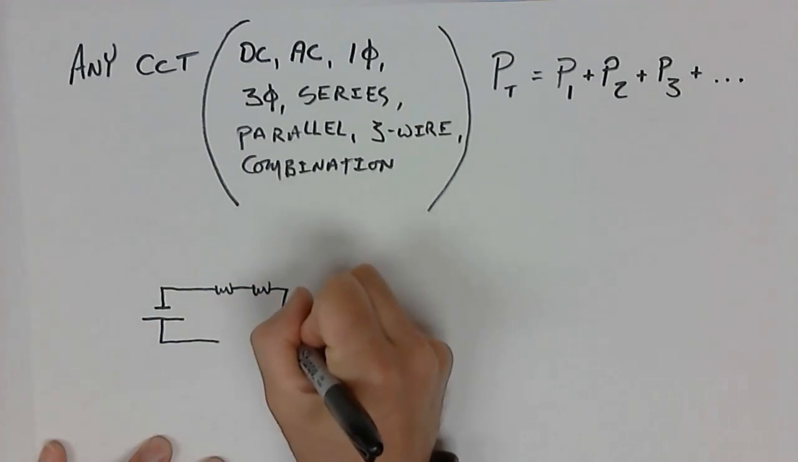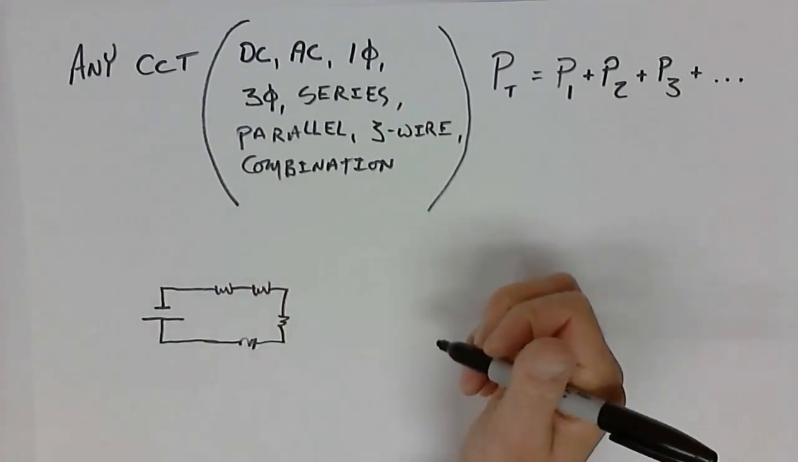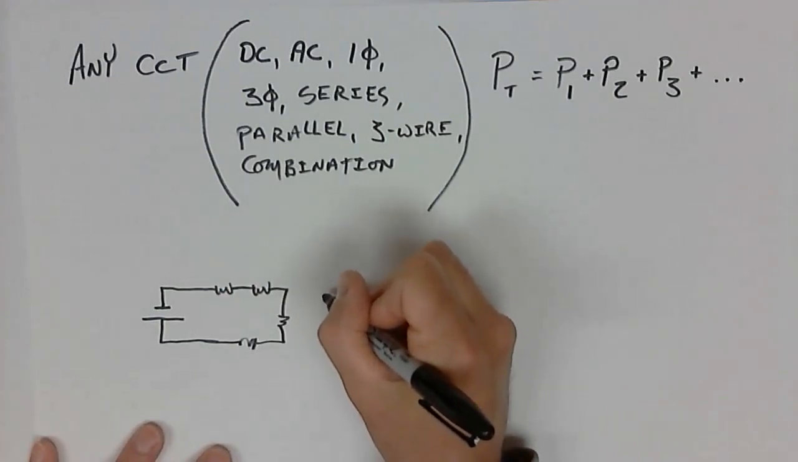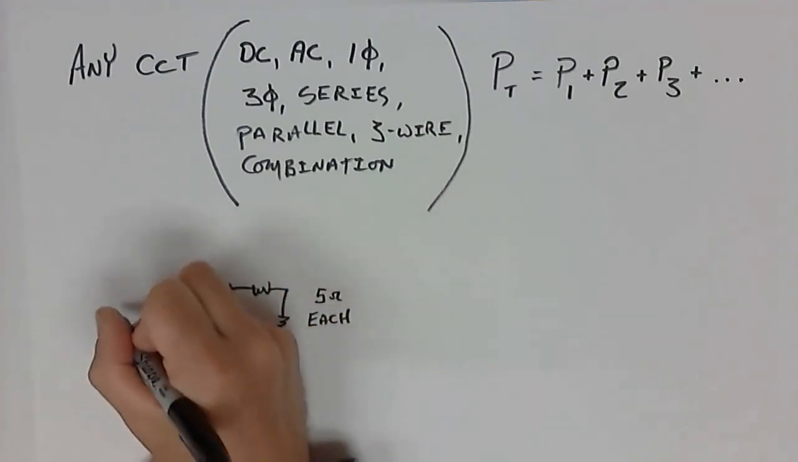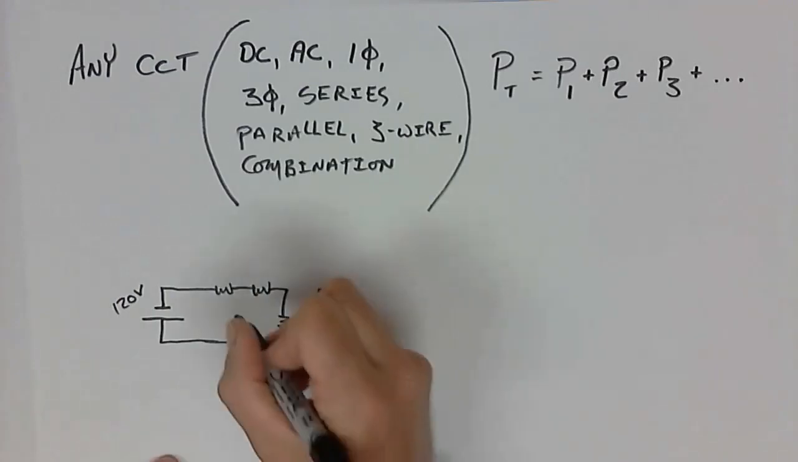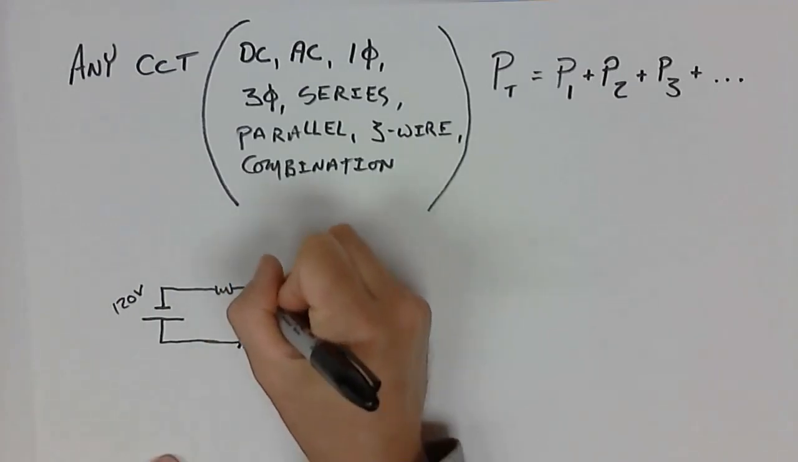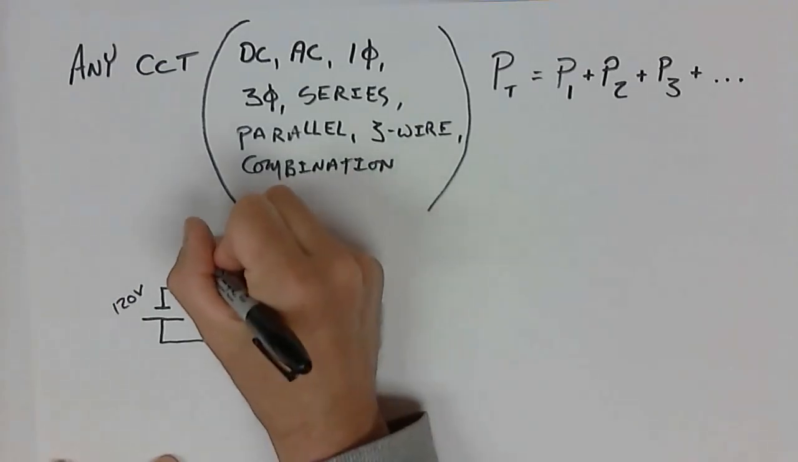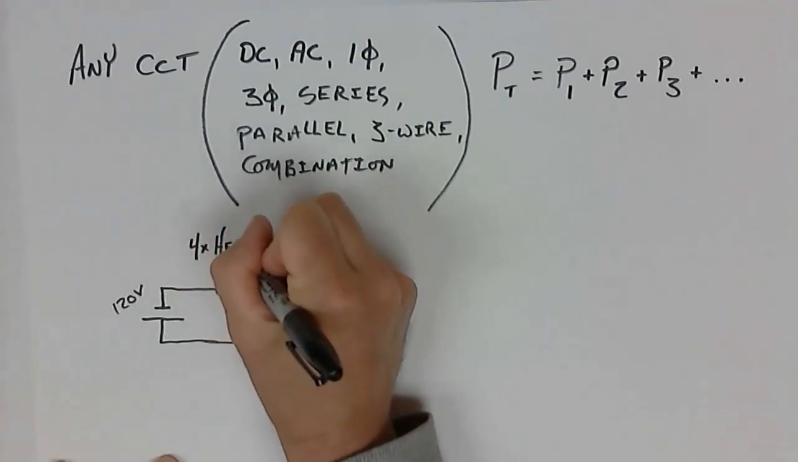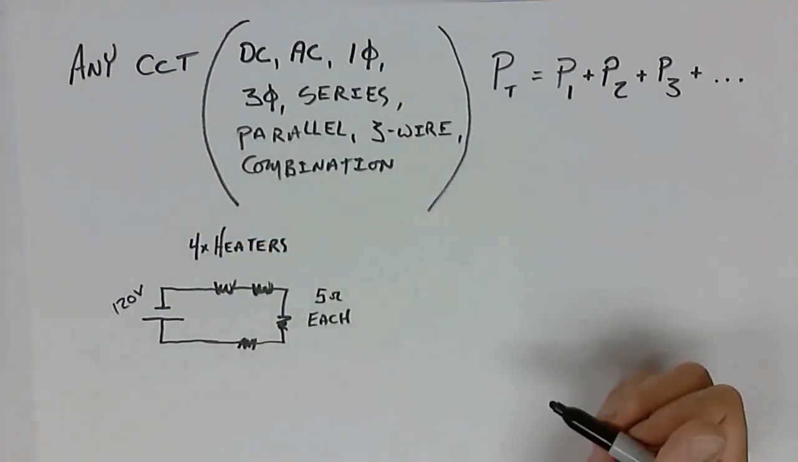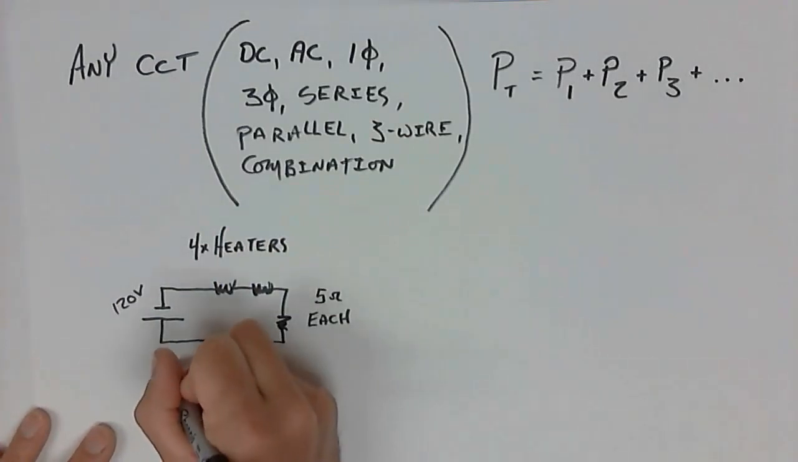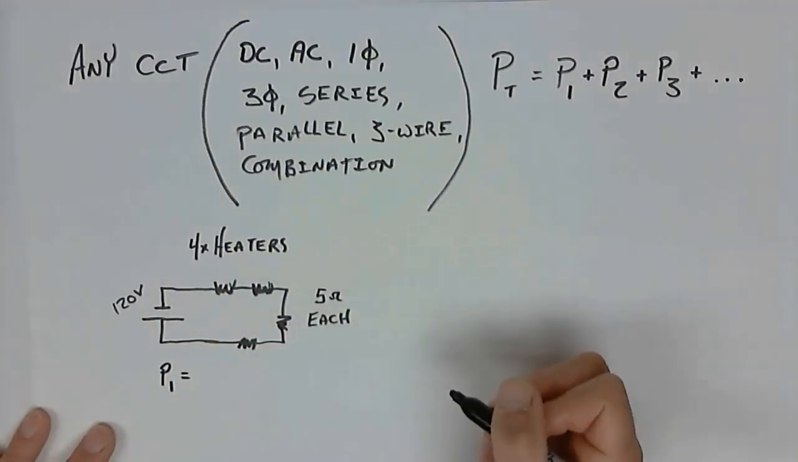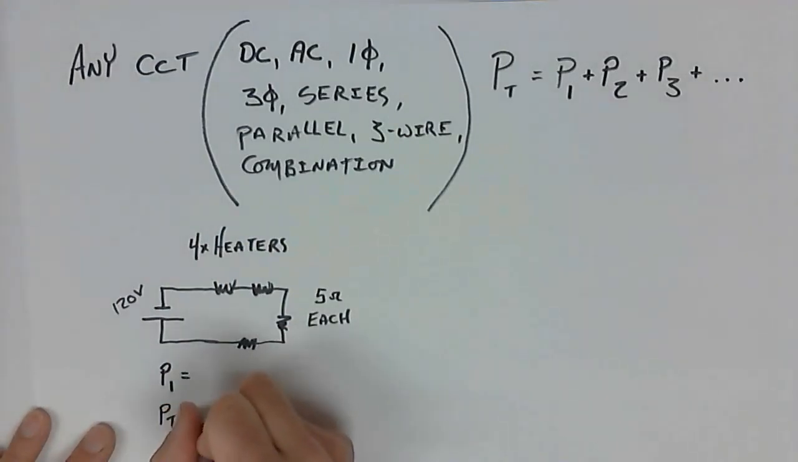1, 2, 3, 4 resistors. They are going to be 5 ohms each. And we're going to have a source voltage of 120 volts. So let's say these are tiny little heaters. So I have 4 heaters, perhaps they're baseboard heaters, but 5 ohms would be an extremely low amount of resistance. Anyhow, 120 volts, I want to know what the power consumed by one of the heaters is and what the power consumed of the total circuit is.